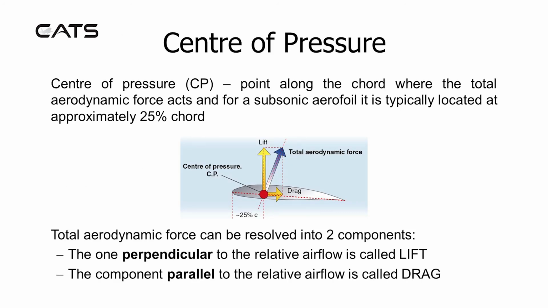Centre of pressure. The centre of pressure is a point along the chord where the total aerodynamic force acts, and for a subsonic aerofoil, it is typically located at approximately 25% chord. The total aerodynamic force can be resolved into two components, the one perpendicular to the relative airflow, which is called lift, and a component parallel to the relative airflow, which is called drag.